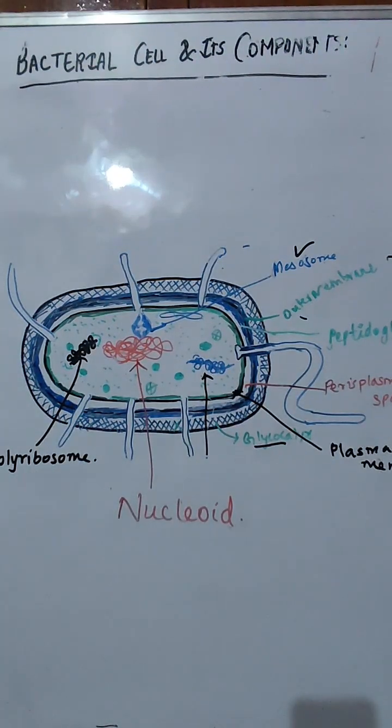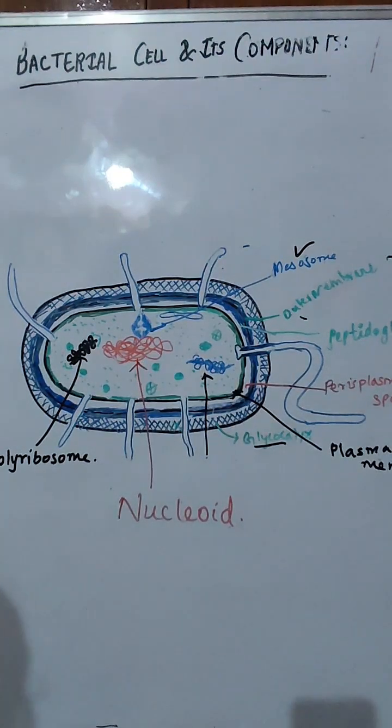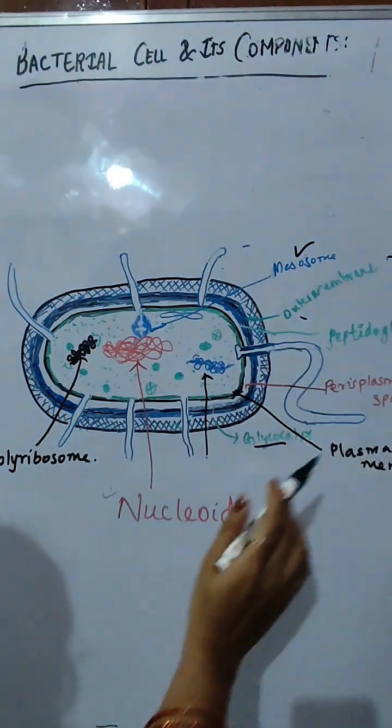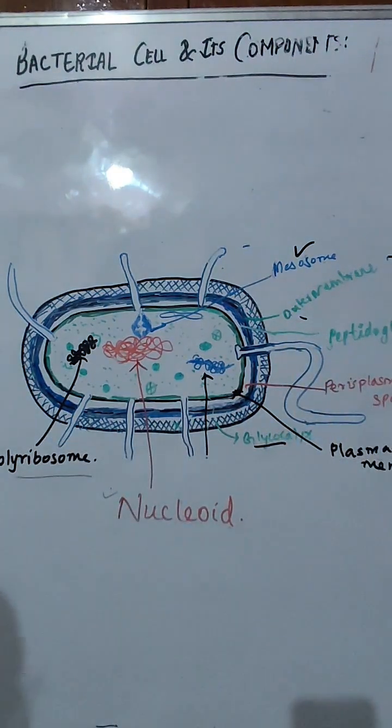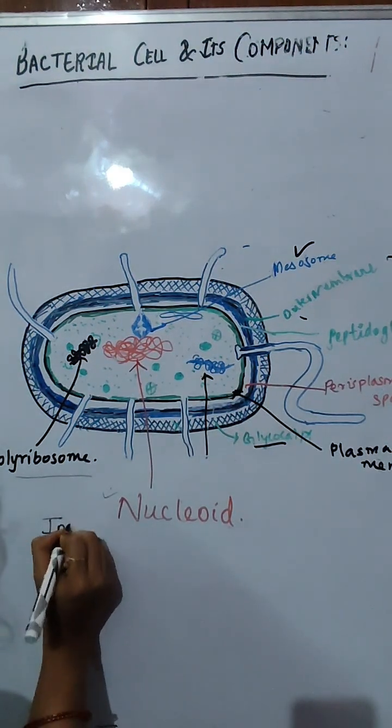So in today's video we are going to discuss different inclusion bodies present in the bacterial cell. In the previous video we discussed the nucleoid, cell envelope, polyribosome, mesosome, and now in this video we are going to discuss inclusion bodies.